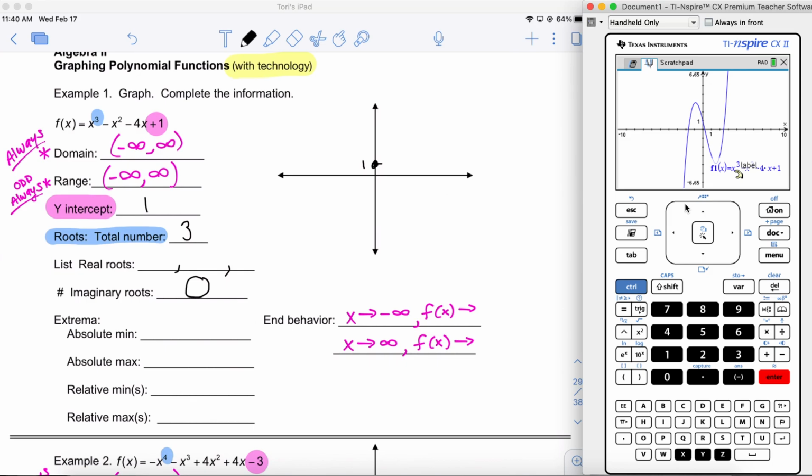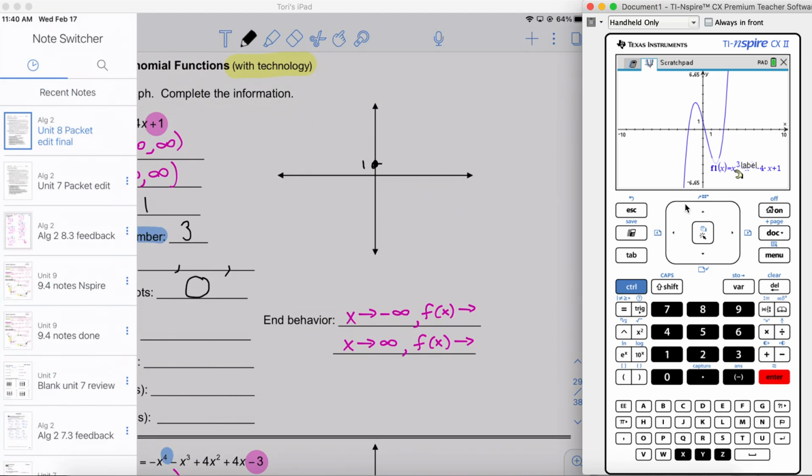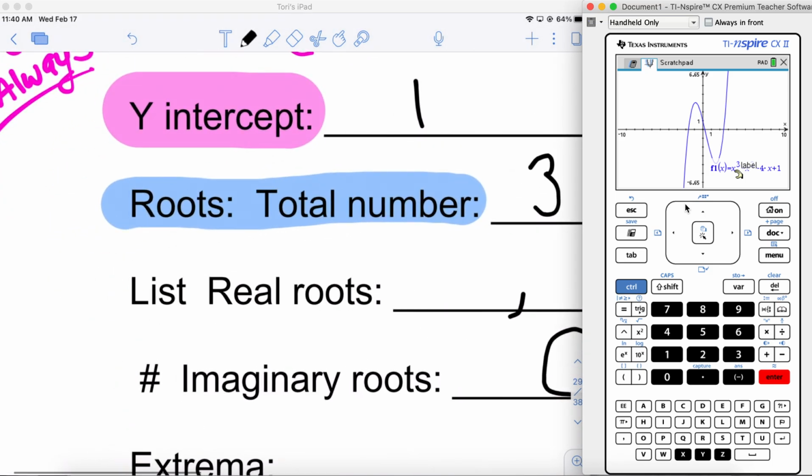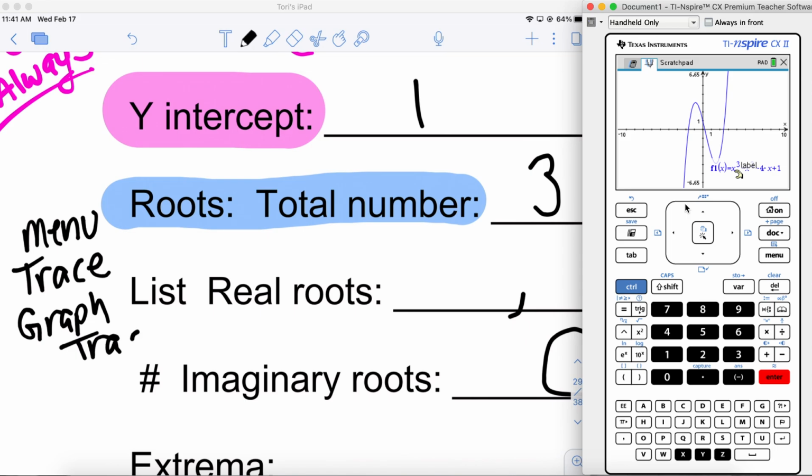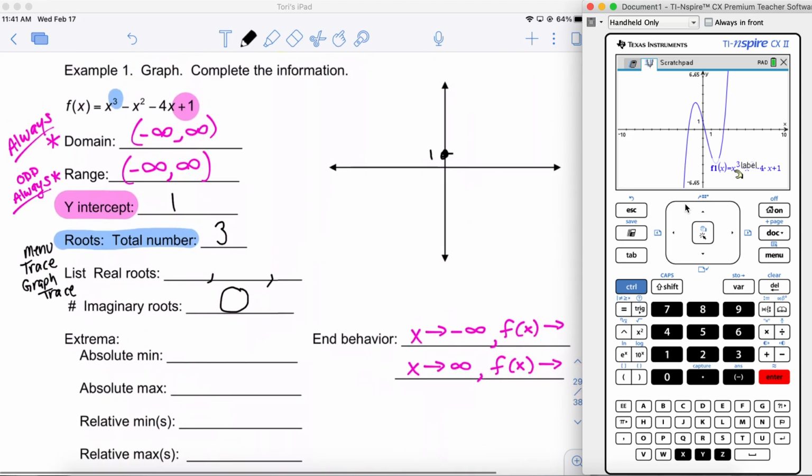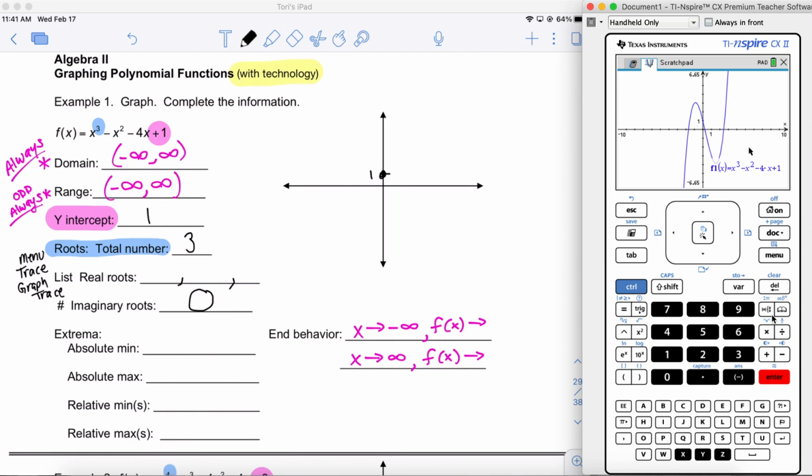On these calculators, you are going to go menu, trace, graph trace. What that's going to do is you're going to look for the word zero over and over until you find them all. So menu, trace, graph trace. Start over here with the first one. My first zero, see how it tags it with the word zero?